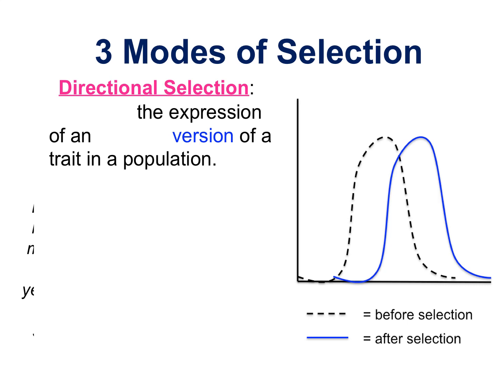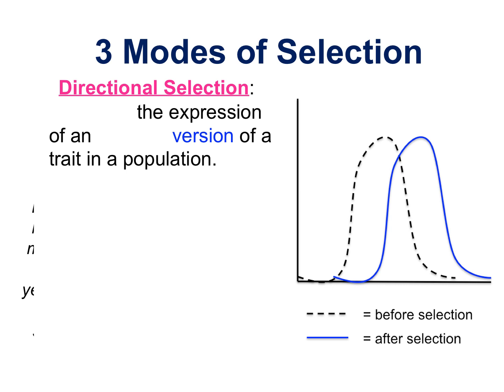When talking about natural selection, we're going to talk about 3 different modes of selection and what that can look like depending on each of the scenarios. So the first one that we have is directional selection, and you can think of this as the word directional. We are moving in one direction.